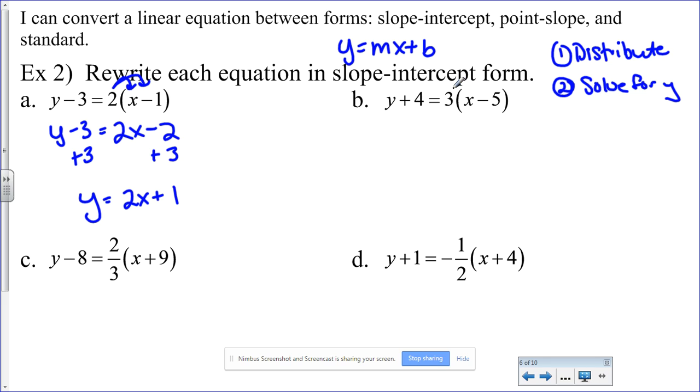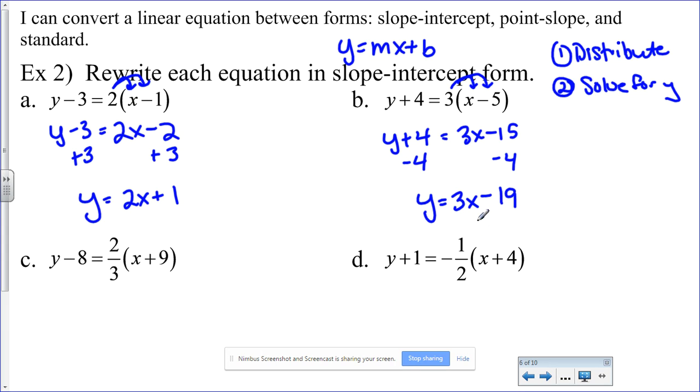Same thing for b. First step is to distribute. So we're going to multiply by 3. So I get y plus 4 equals 3x minus 15. Second step is to solve for y. So I need to get rid of that plus 4. So we're going to do minus 4 on both sides. Negative 15 minus 4 is negative 19. Be really careful with your signs in these.